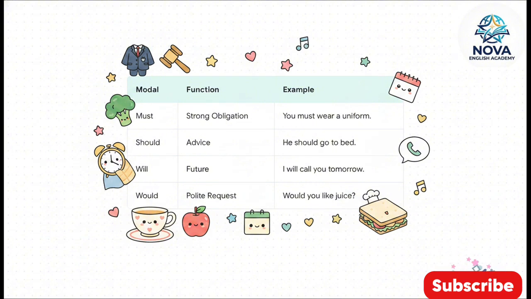Finally, will and would seamlessly handle future plans and our personal preferences. Will locks in a future action. I will call you tomorrow. While would is just fantastic for extremely polite requests or stating what you prefer. Like offering a guest a drink with, would you like some juice? Or ordering at a restaurant by saying, I would like a sandwich.